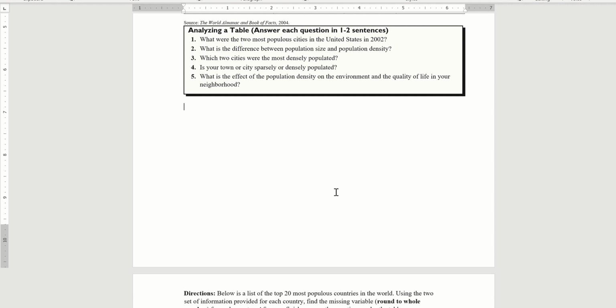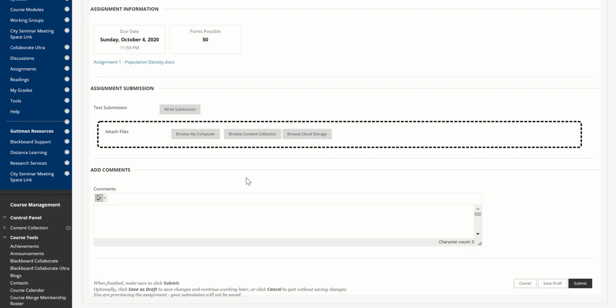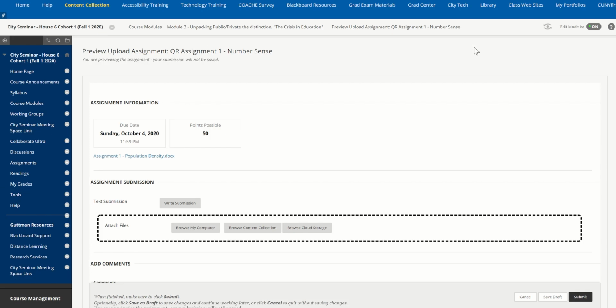So you could type here, file, save as. And remember, have it as a document or a PDF, right? Because Blackboard has trouble with other types of files. It's going to get saved to your computer. You're going to click Browse My Computer, find that file, upload it here, and then submit, right? If you could upload photos on social media, you could upload files on Blackboard, right? It's exactly the same way.